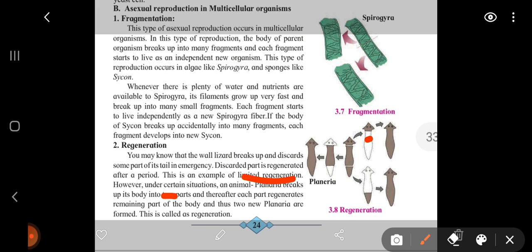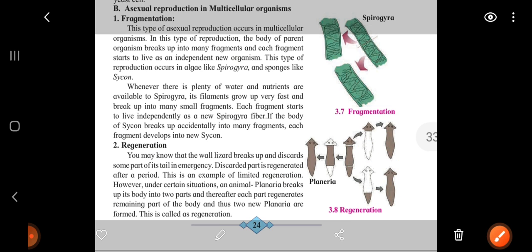Now under certain situations, an animal like planaria breaks up its body into two parts, and thereafter each part regenerates. If you break any of the parts, each part has the capability to regenerate a new one from the remaining part. If you can see, the planaria is broken up into multiple pieces, so the upper part can produce the lower one, and the lower part can produce the upper one. This is how planaria have regeneration capacity in each part, and they can form a new planaria. This is called regeneration.